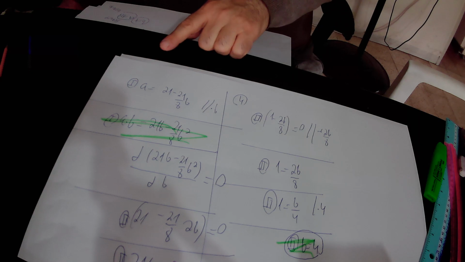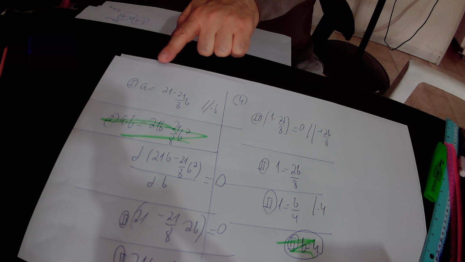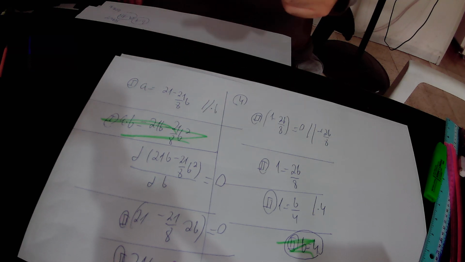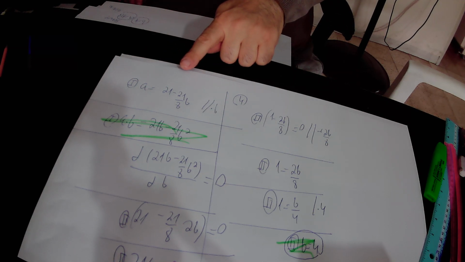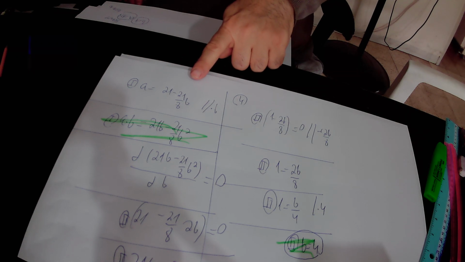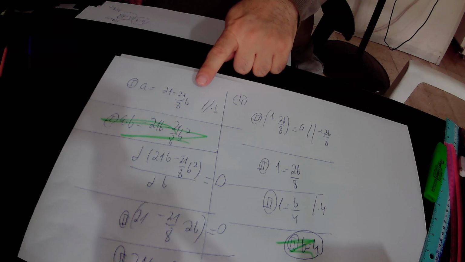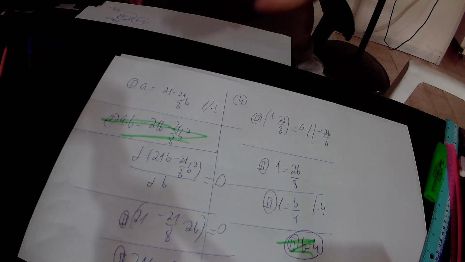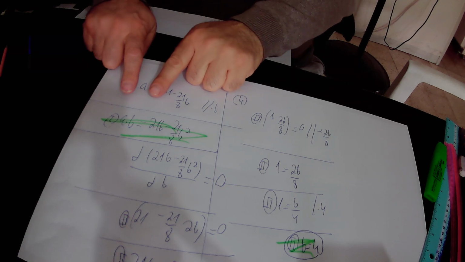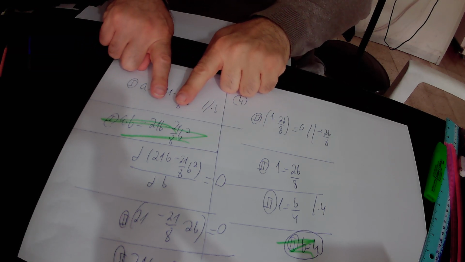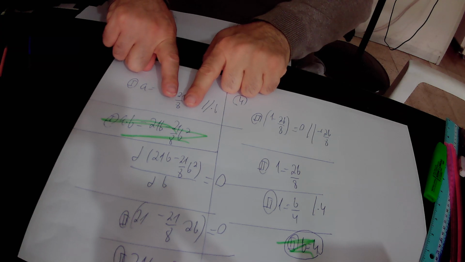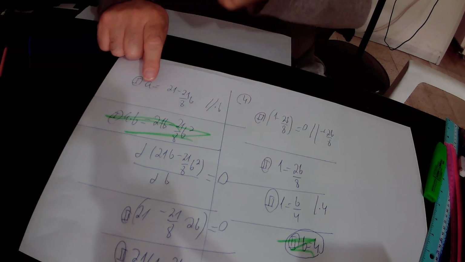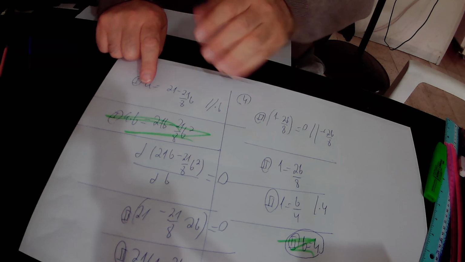Here we multiply this equation 1 by B. So here A times B is AB. On the other side of the equation we have 21 times B, which is 21B, and minus 21 over 8 times B equals minus 21 over 8 B squared. So according to equation 1, A times B equals 21B minus 21 over 8 B squared. What is the value of A times B?